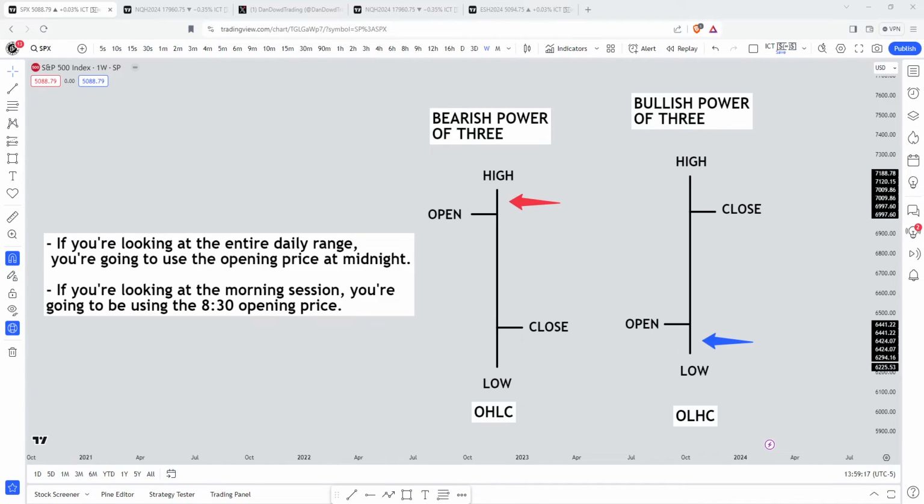I'm going to be explaining what the ICT power of 3 concept is. We'll first be diving into these schematics and then some real chart examples. The ICT power of 3 is accumulation, manipulation, then distribution.